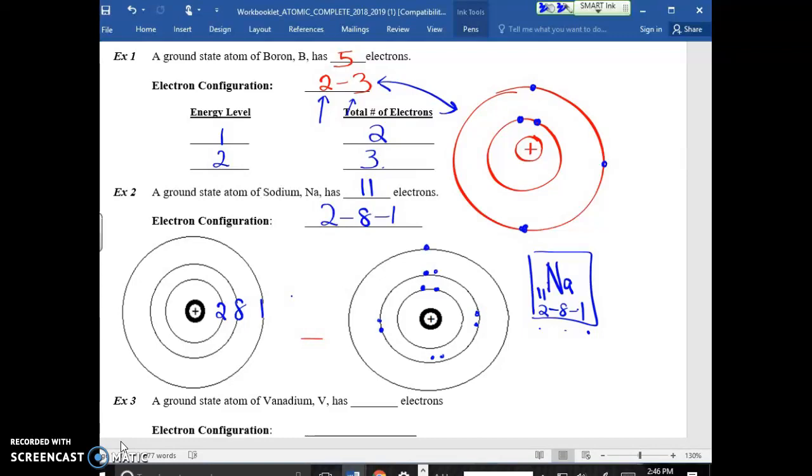Okay. Again, I do not have to have the maximum number. The first and second just happen to have the maximum number. The third energy level is far short of what it could be. Sodium in the ground state only has 1 electron there.